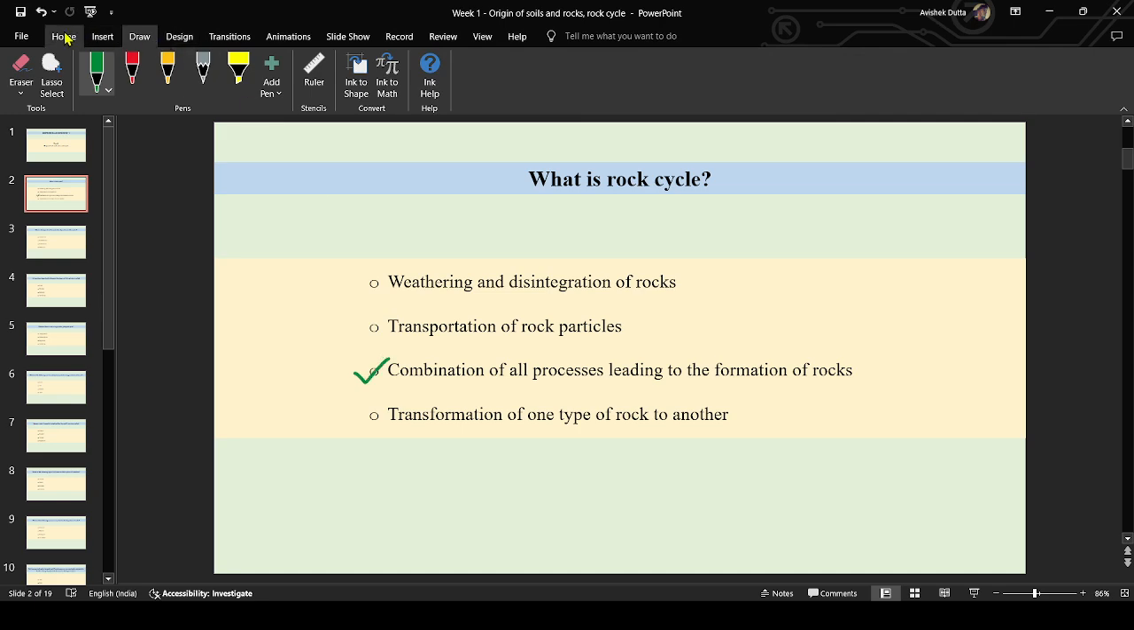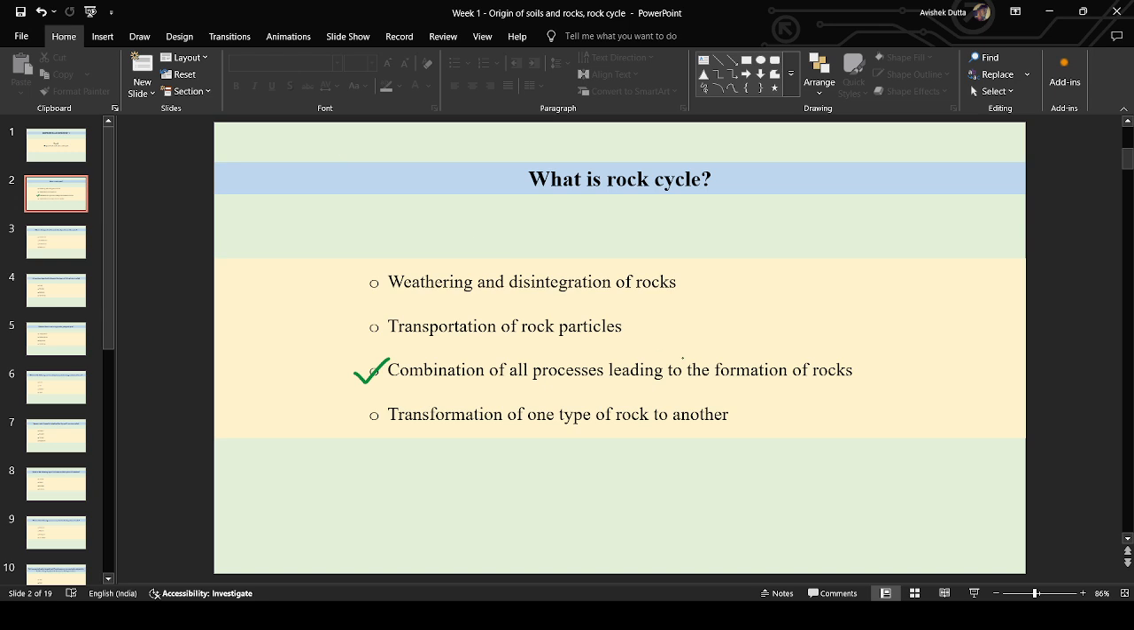So what do you mean by all these processes? The other options over here: the first option is weathering and disintegration of rocks. It is a part of the rock cycle. The second option is transportation of rock particles. That is also a part of the rock cycle. It helps in the formation of rock. The fourth option, transformation, might not be included as a part of the rock cycle because it is the change from one rock type to another, not specifically the formation of rocks. I'm talking about the formation of rocks in general.